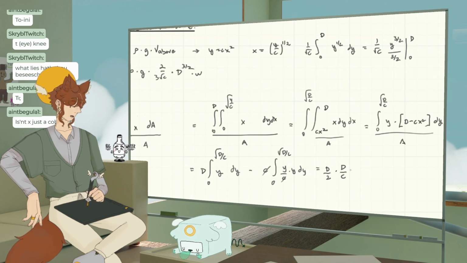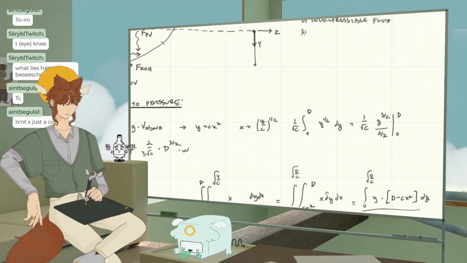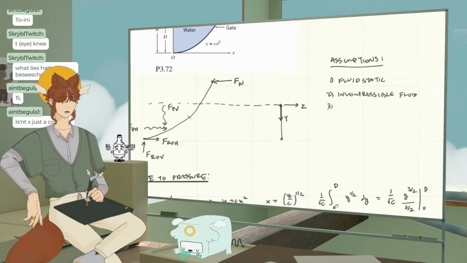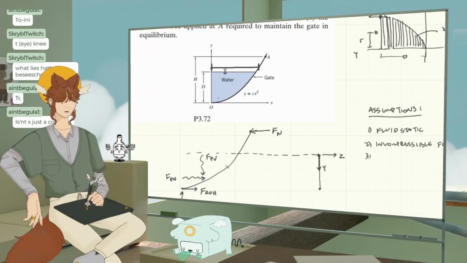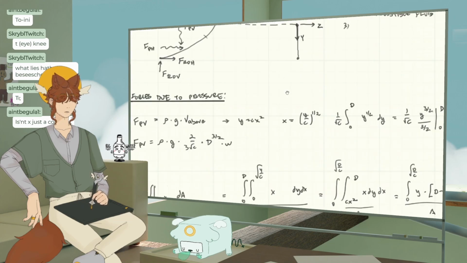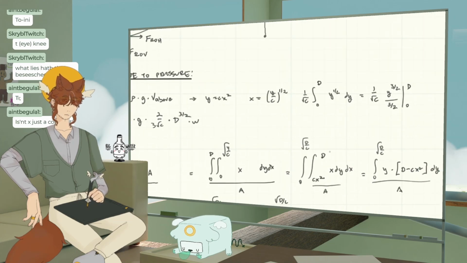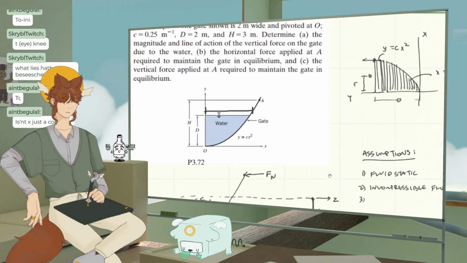Okay. Isn't x just a constant? No. We're integrating over two directions, so I'm doing a double integral. So what I did was, our first integral is over y, so the bottommost number that y can be is this line here, and that's cx squared.